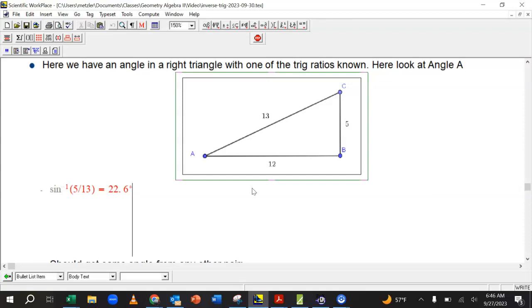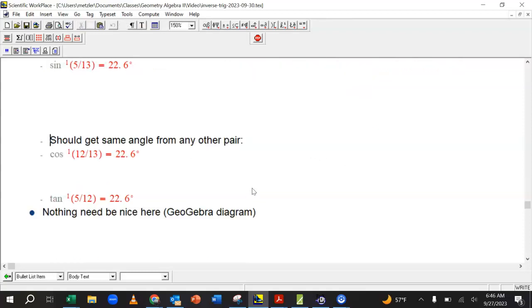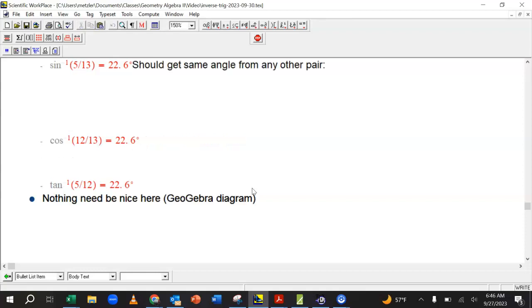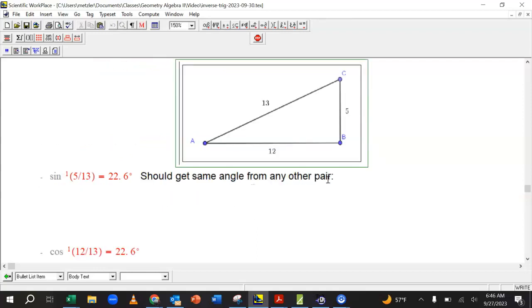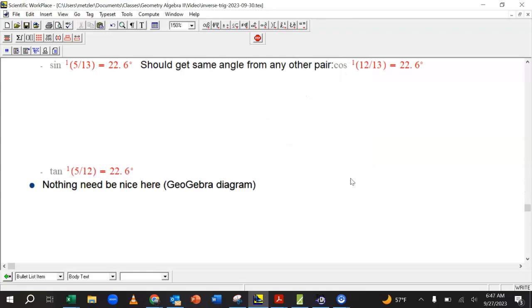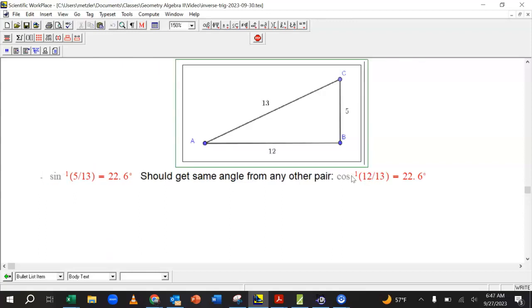Now, if in this situation it was actually the 12 and the 13 that were known, we should get the same angle. I just want to see the same picture. We should be able to get that same angle from cosine. The inverse cosine of 12/13 is another way to get that if we knew that information.